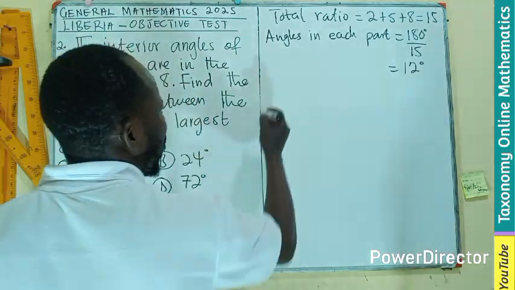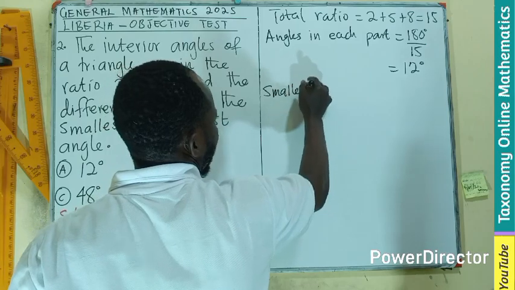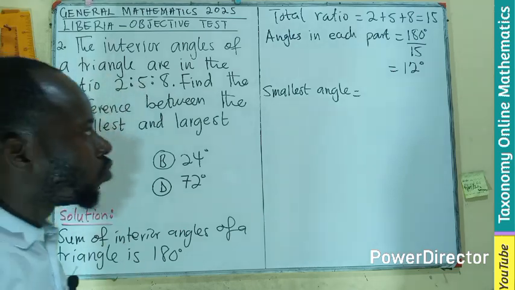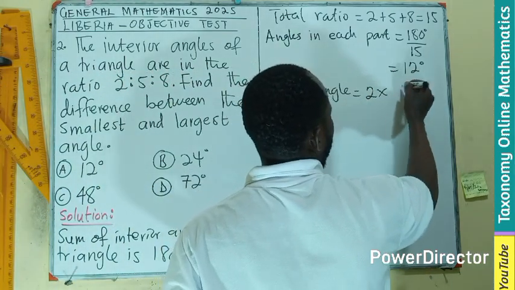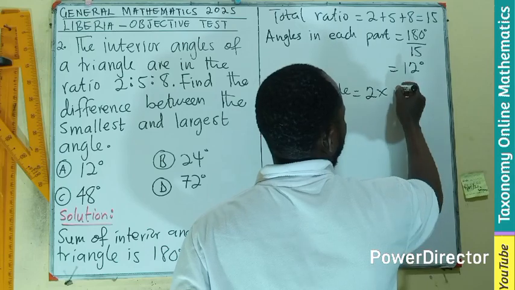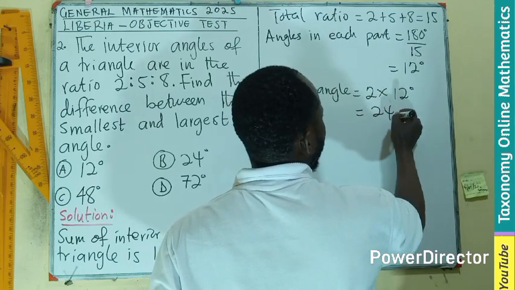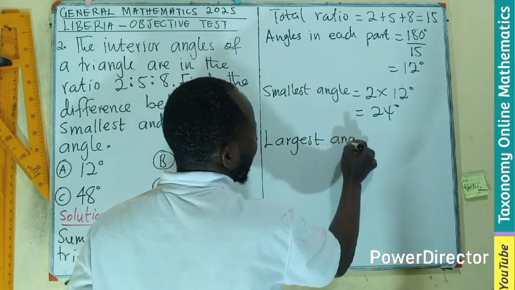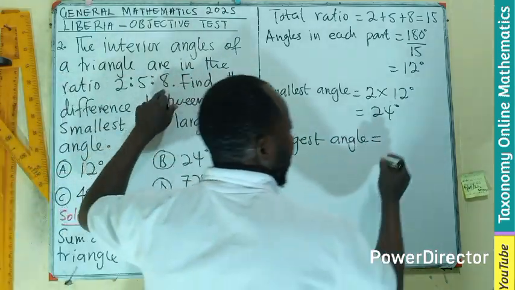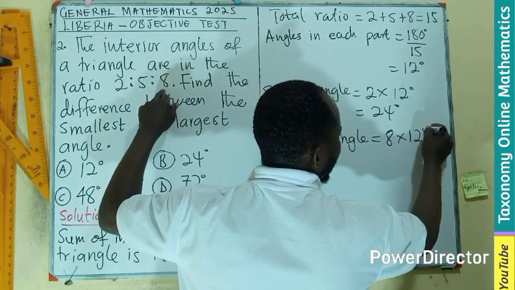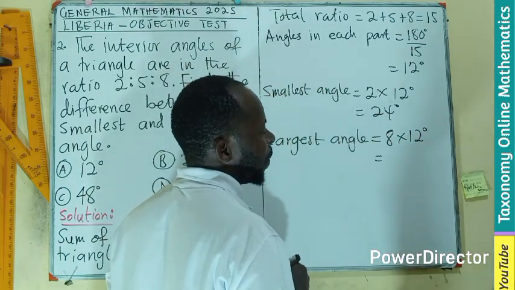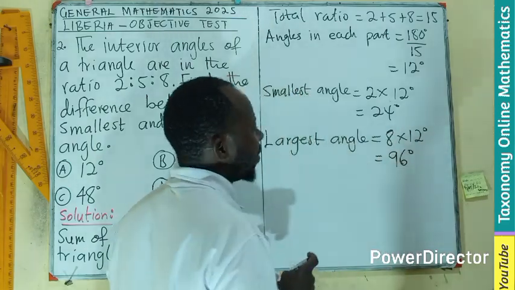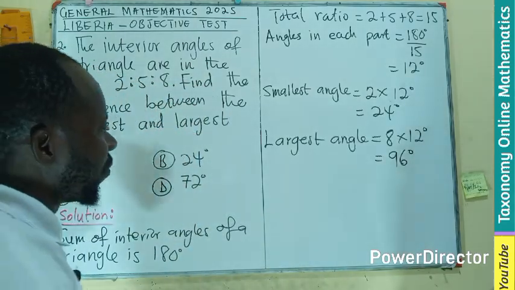So it means that if the smallest angle is going to pick 2 parts, that means 2 times 12 degrees, that will be 24 degrees. We are concerned about the largest and the smallest. So the largest angle will be picking 8 parts. That means 8 times 12, and that will give us 96 degrees.